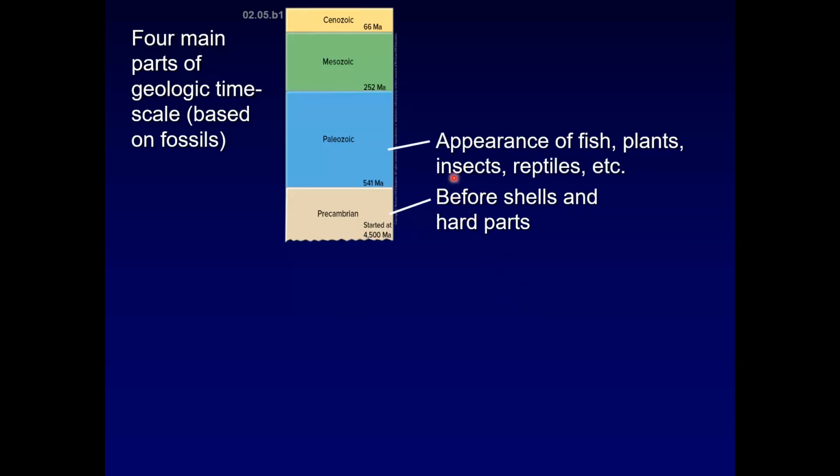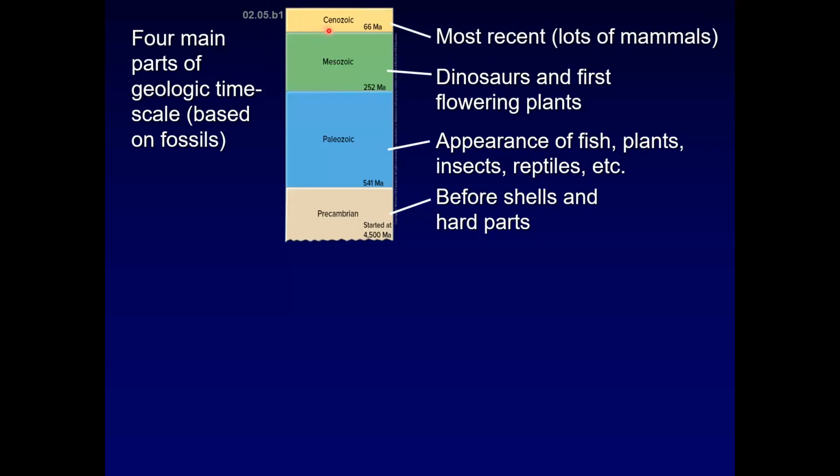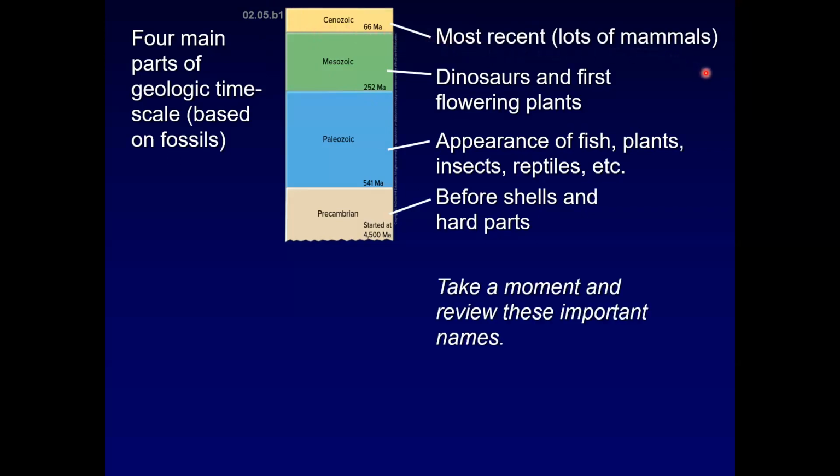After which we had the appearance of fish, plants, insects, and reptiles within the Paleozoic, 541 million years ago. This is a huge overview because there's a lot that happened throughout Earth history. Then into the Mesozoic, we see the appearance of dinosaurs and the first flowering plants. And then most recent being the Cenozoic, we have lots of mammals that showed up there too. Can take a moment to review Precambrian, Paleozoic, Mesozoic, and Cenozoic.